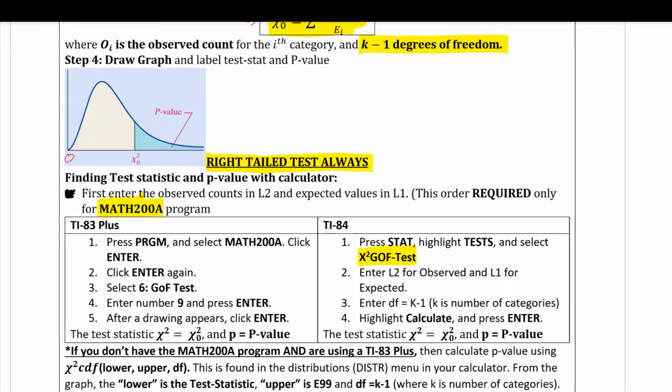Now, again, you have the liberty of putting observed counts or expected counts in L2 and L1. You just have to make sure that you correctly identify each list and you remember which list the observed and the expected are in. But if you have that Math 200A program, you actually have to do it in their specific order, because that's the way that program was created.